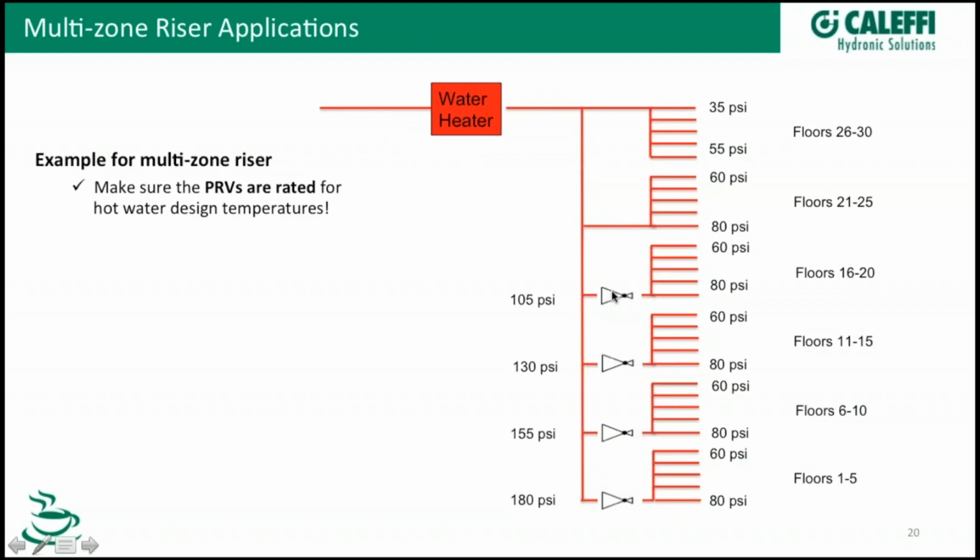You don't want to recirc across a PRV, and there's ways around that. You could have a domestic hot water source per pressure zone. There's other ways of doing it as well.